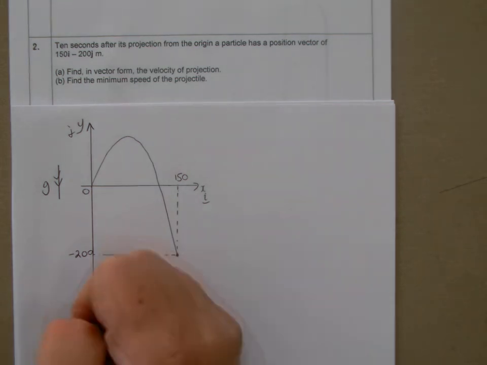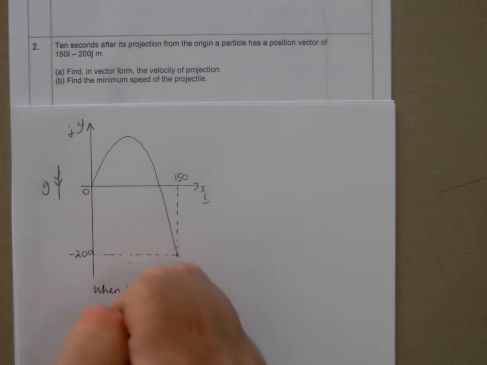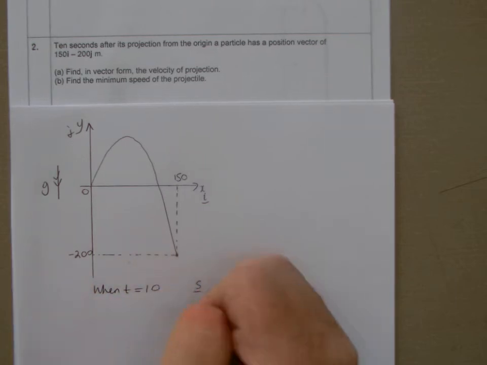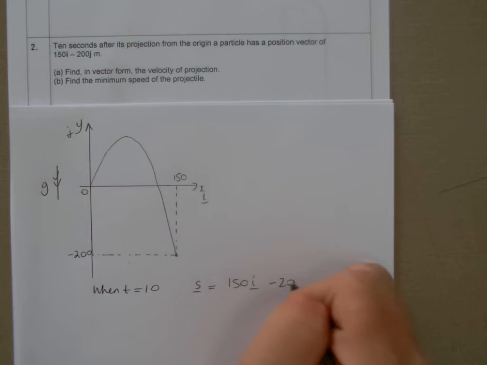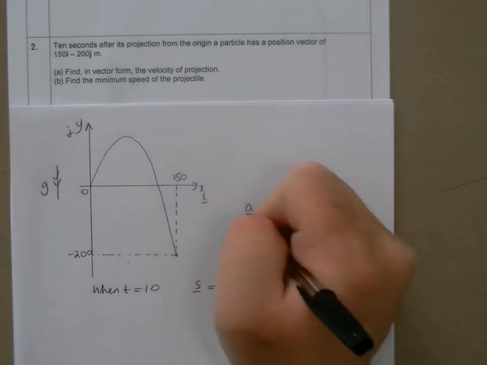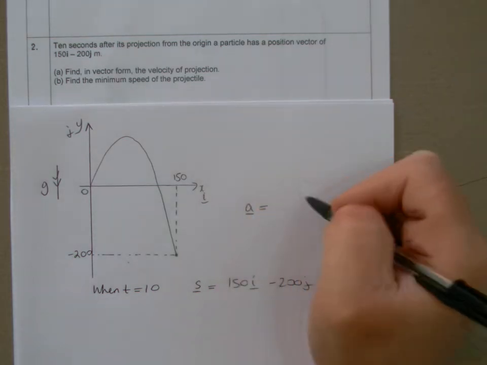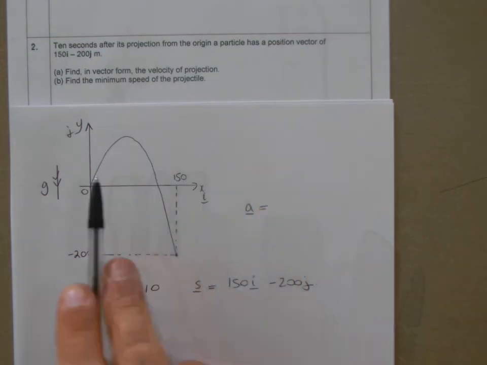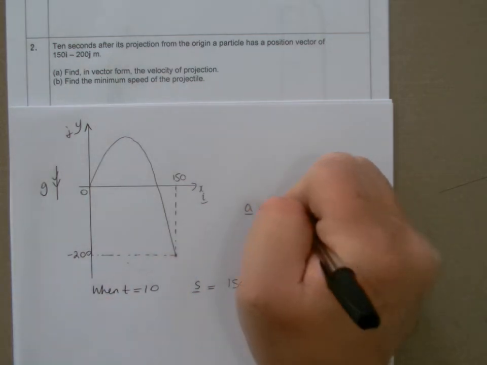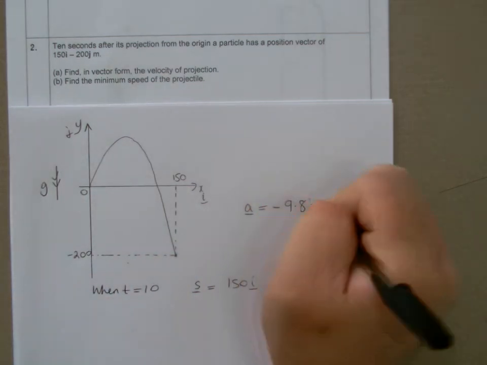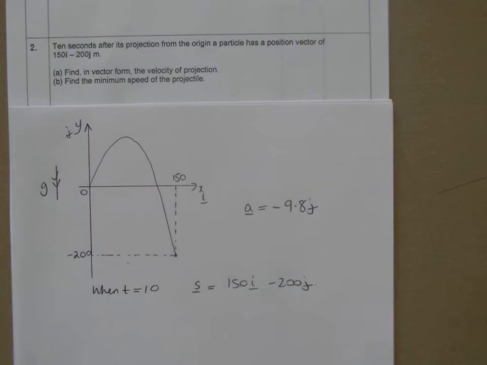In other words, when t is equal to 10, this position vector s is equal to 150i minus 200j. So we know what s is when t is 10. The other thing we know as well, of course, is the vector for acceleration. Now remember, there's no acceleration horizontally, it's just vertically, so that'll be minus 9.8j in the vertical direction.